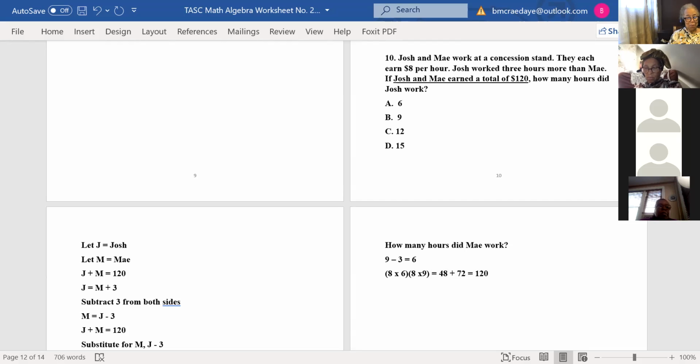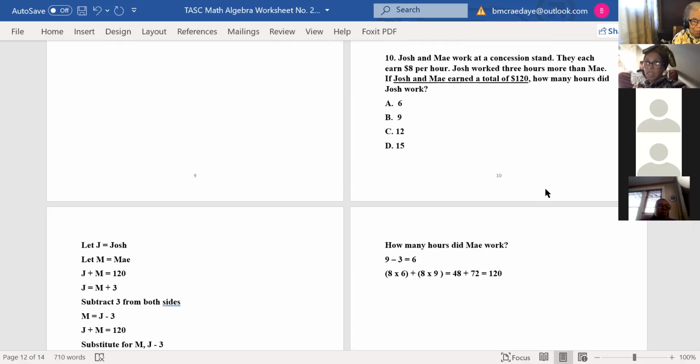The amount they made per hour times the hours they worked. 8 times 6 plus 8 times 9. They made the same pay. So 8 times the 6 hours that May worked plus 8 times the 9 hours that Josh worked, and add those up, you get the total they earned, $120. Okay. Questions?